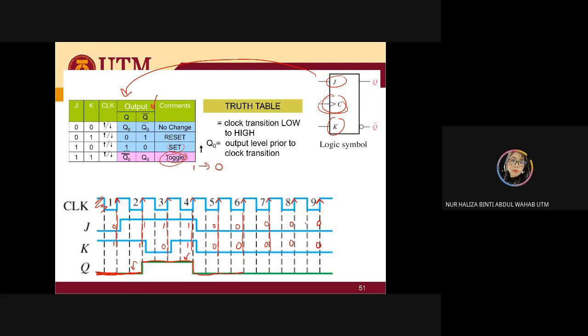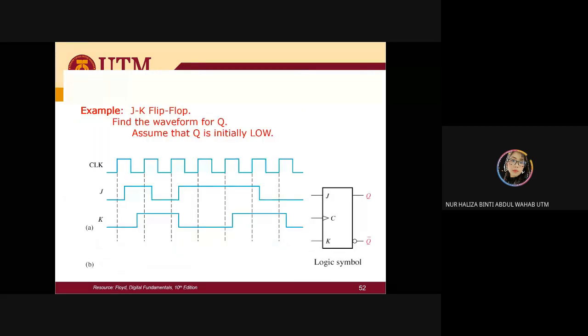Directly go and meet our next clock. No change also. Here is also no change. Here is also no change. Here is also no change. This is our output. It's like makan kacang. It's too direct, isn't it? Too easy. So here another example, okay?